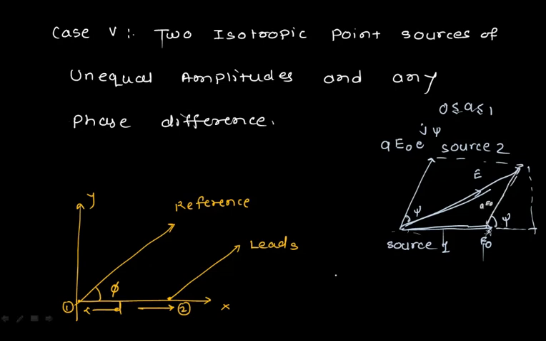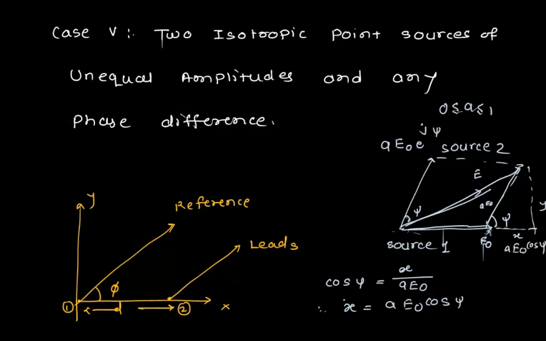So if you talk about the cos of psi, say this is x and this is y. Cos of psi is x divided by AE0. So x is AE0 cos of psi. This side is AE0 cos of psi. What about the sine of psi? It is y divided by AE0. So y is AE0 sine of psi.